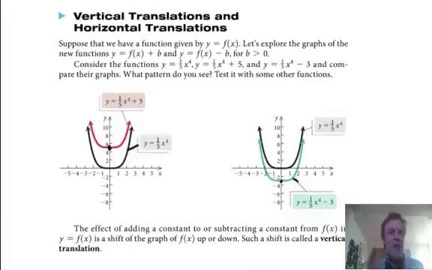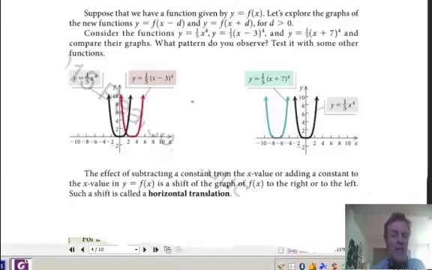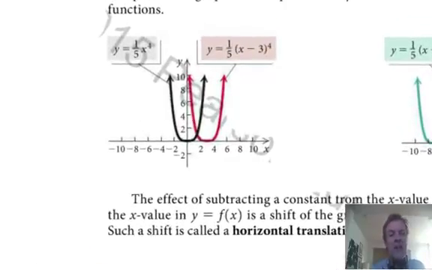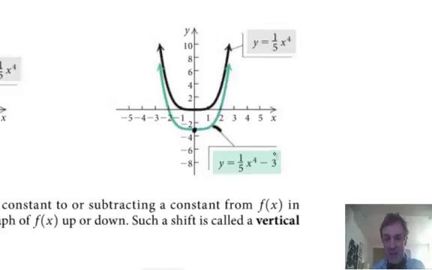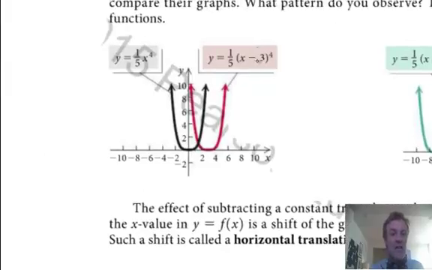How about horizontal? Not quite as logical. Right, so, here we go. Here's that 1/5 x to the 4th again. Now then, if I do 1/5 (x minus 3) to the 4th, notice the difference. Before, the minus 3 was just tagged on at the end, 1/5 x to the 4th minus 3. But here, the minus 3 is part of it, you put the minus 3 inside the parenthesis.